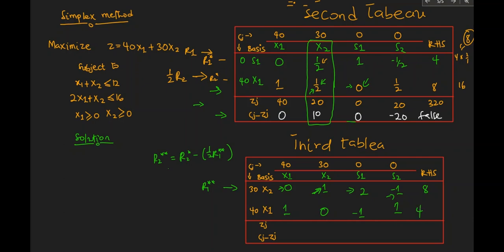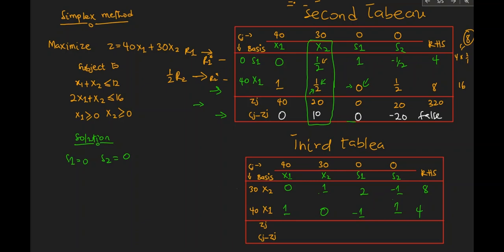Let me clean some things from the table to make it look a little nicer. So now this will be our new table. Now let's calculate our zj and then cj minus zj values to see if we've gotten our optimum value. For this table, x1 and x2 are now our basic variables, which means that s1 will be 0 and s2 will also be 0.